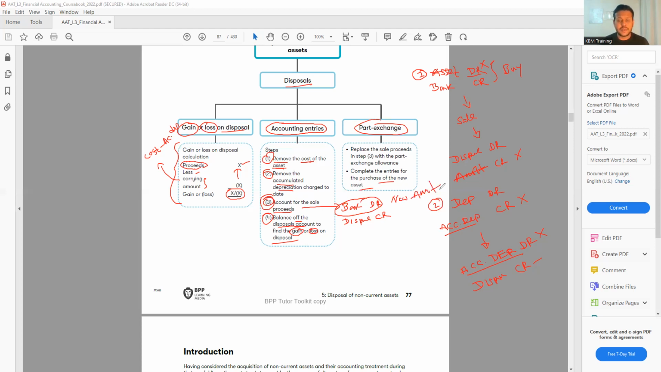So this is the story of our disposal of non-current assets. All of this we're going to see from these chapters.